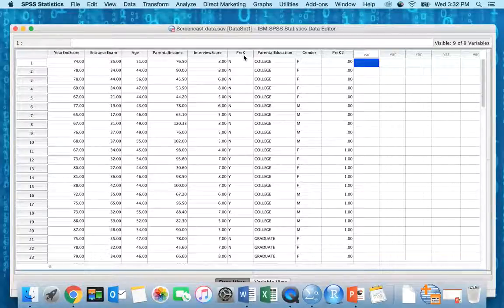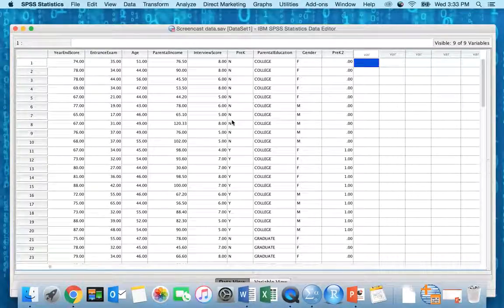We noted that this was a categorical variable, and therefore we transformed it into, in this case, a dummy-coded predictor. A dummy-coded predictor is just coded as 0 and 1. So last time we indicated that if a child did not attend pre-K, we coded that as 0. If they did attend pre-K, we coded it as 1. And when we did that, we looked at whether or not there was a significant difference in year-end score based on whether or not a child had attended pre-K.